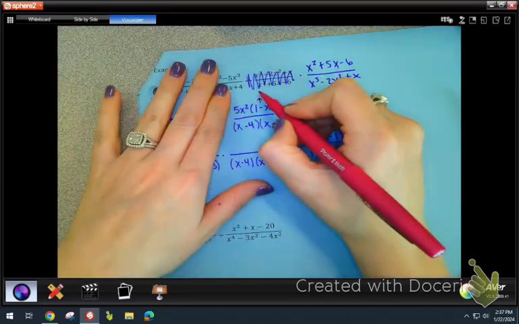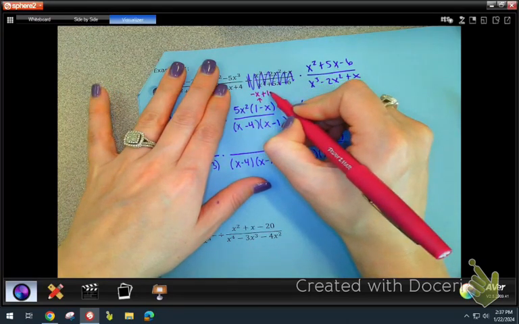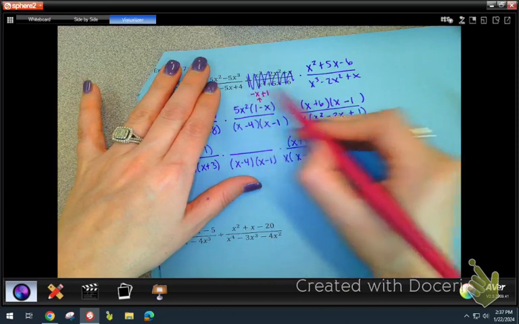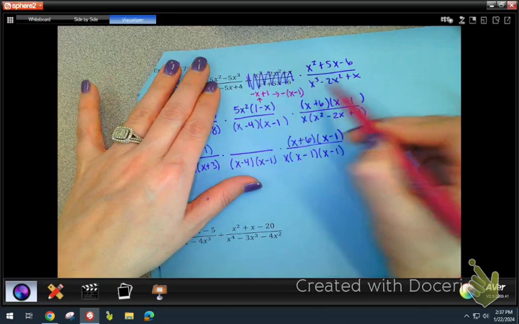X minus 1. No. Negative x plus 1. And then if I take out a negative, then what does it turn into?